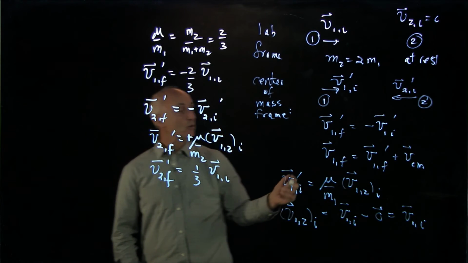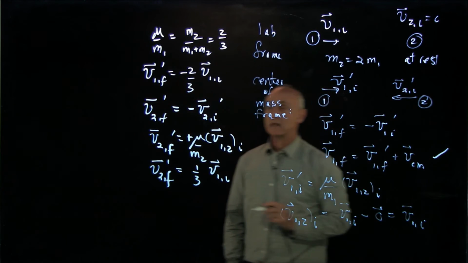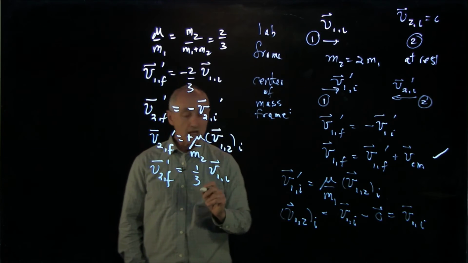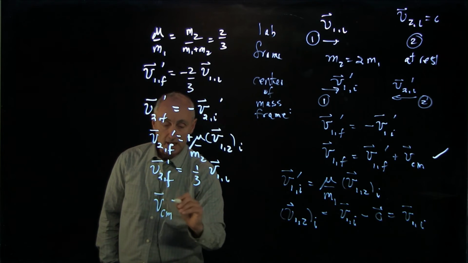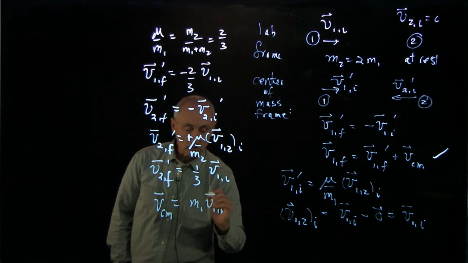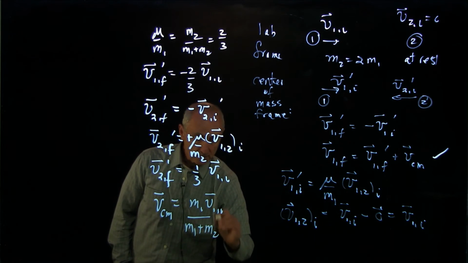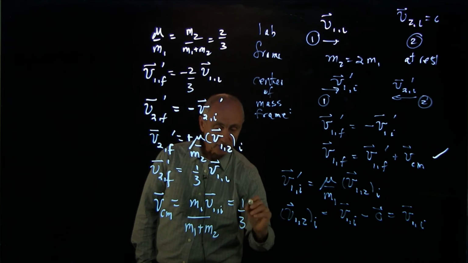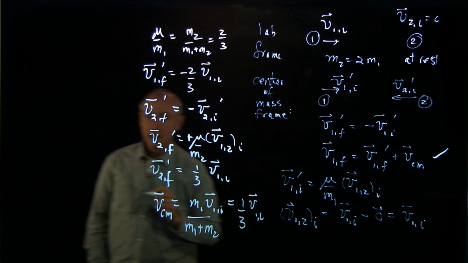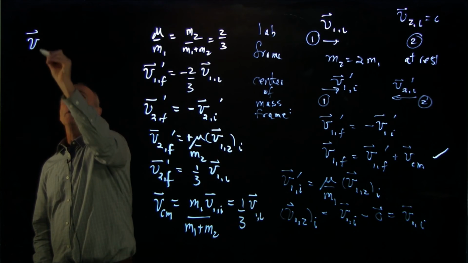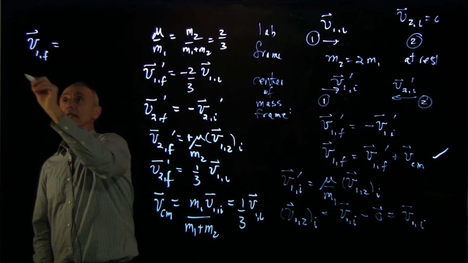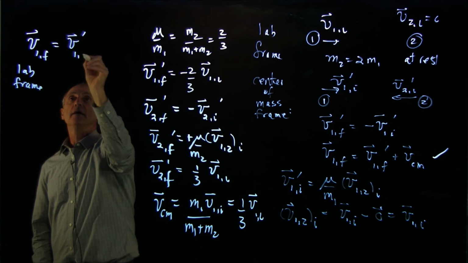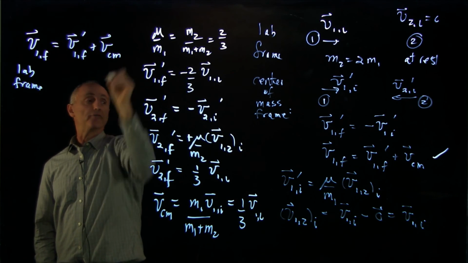And finally, if we want to ask the question, what are the velocities in the lab frame? It's now a very simple exercise to do a reference frame change. We do need to know what V center of mass is. That's V1 initial over M1 plus M2, because remember that V2 initial is 0. So that's another factor, 1/3 V1 initial. And now, for conclusion, we have that the final velocity in the lab frame is equal to the velocity in the center of mass frame plus V center of mass.